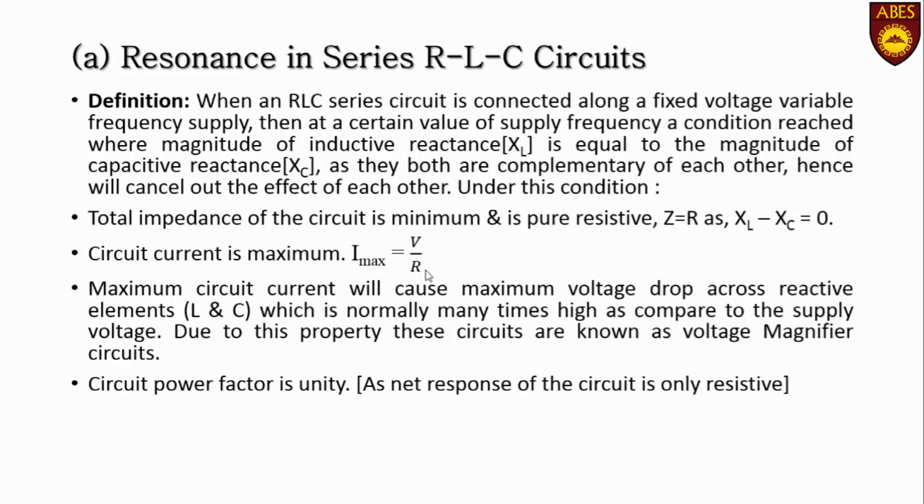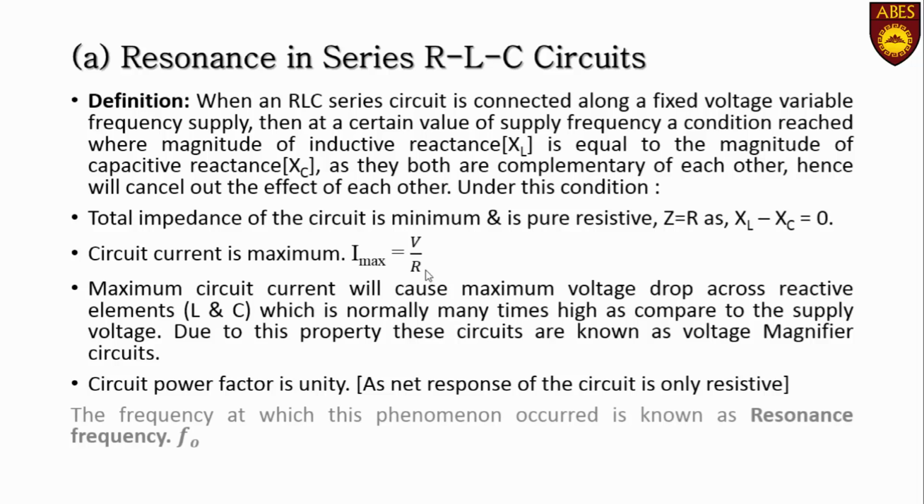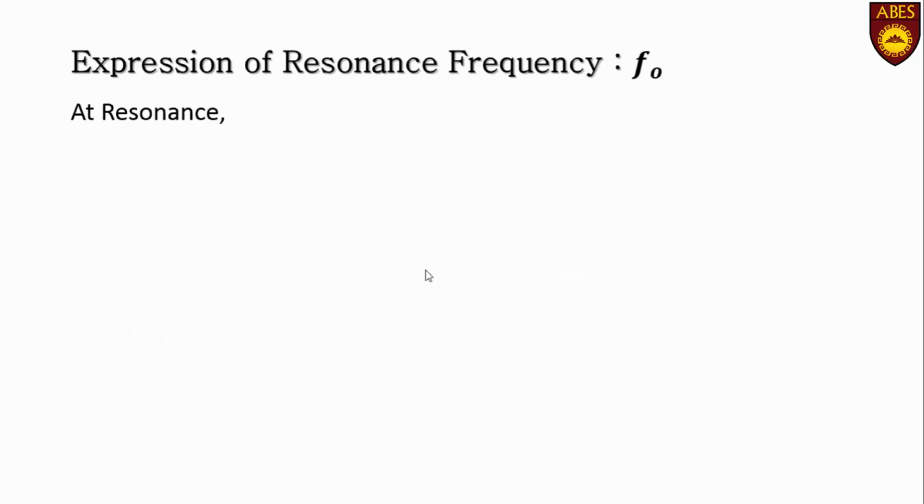The phase difference between the applied voltage and the circulating current is 0 degree, and cos of 0 is unity. The frequency at which this phenomenon occurs is known as resonance frequency, normally denoted by F0. Now we'll try to find out the mathematics behind this resonance frequency.